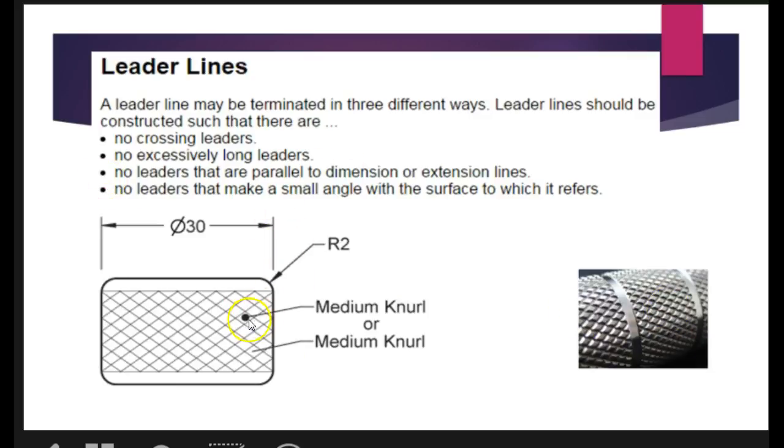The leader lines are always at some kind of angle. They're not parallel to the dimensions, and they don't cross other leader lines. They're not super long. We wouldn't put it way over here, going that far over, and we wouldn't have this cross an extension or a dimension line. Nothing ever crosses.